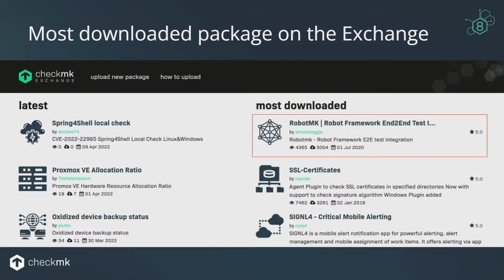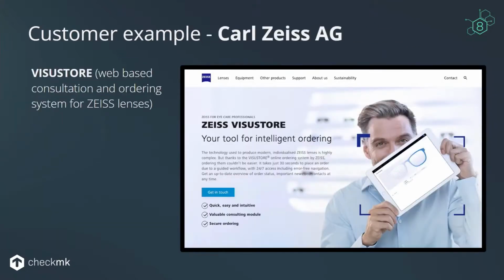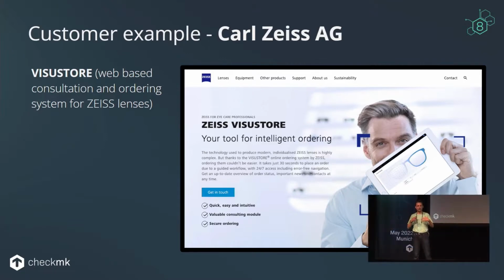I've got 3 examples for you to show how companies use Robotmk to test their applications. First, the Carl Zeiss AG in Germany uses Robotmk. The manufacturing process for lenses is becoming more and more complex. And this requires individual production. And for this, the Zeiss AG built the webshop system VisuStore, where opticians can configure and order their lenses as they need them. And they are then produced individually.